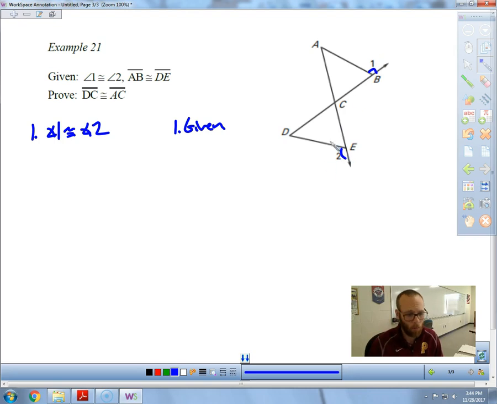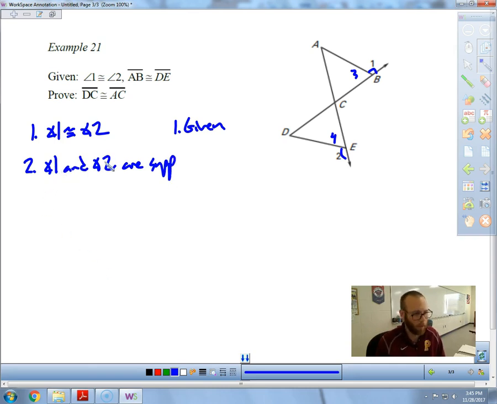But if I know angles 1 and 2 are congruent, what might I know inside the triangles? Let me call this angle 3 and that angle 4. If 1 and 2 are congruent, what's true about 3 and 4? Yeah, they have to be congruent. How do we know that? Well, I know that 1 and 3 are supplementary, and I know that 2 and 4 are supplementary. I'm going to abbreviate supplementary if you're okay with that.